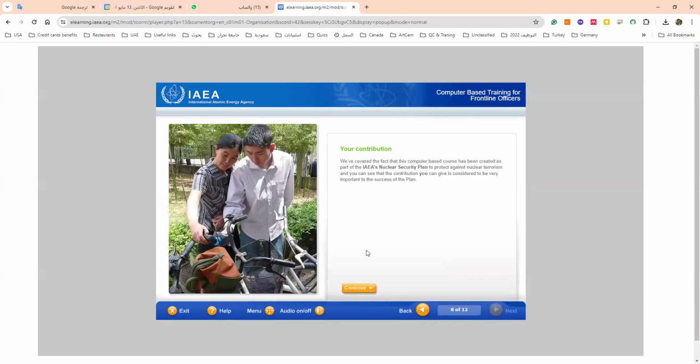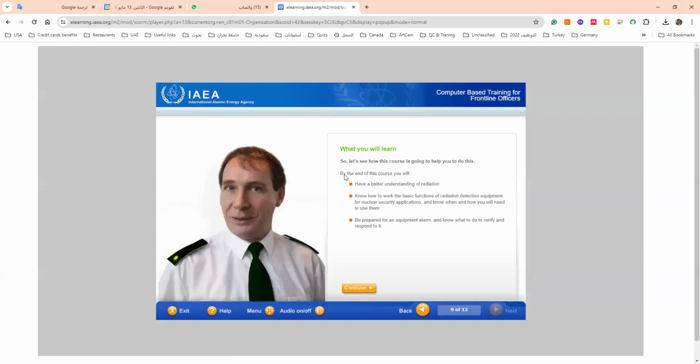So, your contribution. We have covered the fact that this computer-based course has been created as a part of the IAEA nuclear security plan to protect against nuclear terrorism. And you can see that the contribution you can give is considered to be very important to the success of the plan. What you will learn: let's see how this course is going to help to do this. By the end of this course, you will have a better understanding of radiation, know how to work the basic functions of radiation detection equipment for a nuclear security application, know when and how you will need to use them, be prepared for an equipment alarm, and know what to do to verify and respond to it.